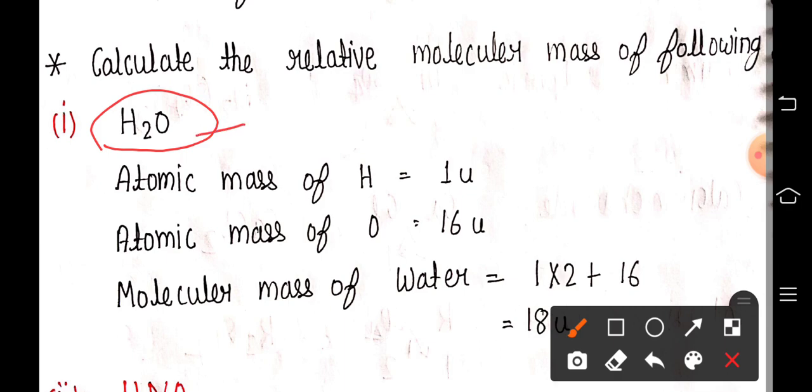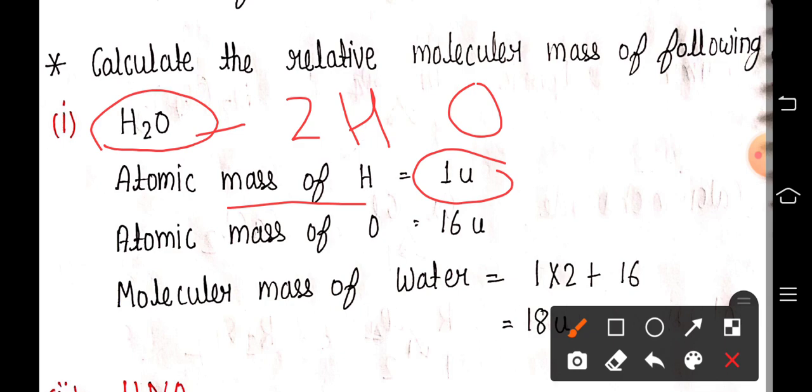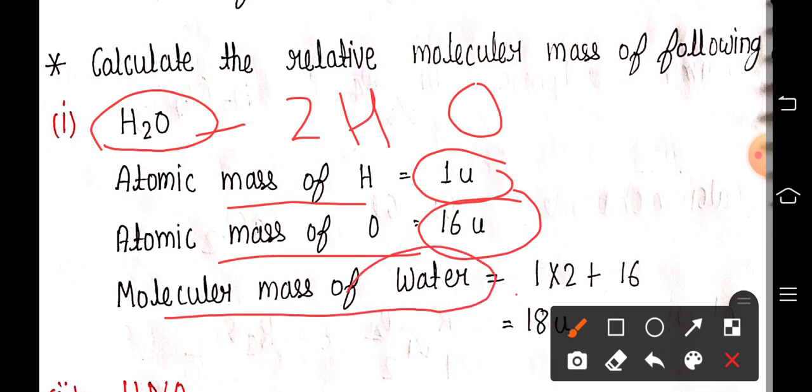This is a water molecule in which 2 atoms of hydrogen and 1 atom of oxygen is present. Atomic mass of hydrogen is equal to 1 unit and atomic mass of oxygen is equal to 16 unit. So we here find molecular mass of water: 1 into 2 plus 16, because 2 atoms of hydrogen is involved and 1 atom of oxygen is involved. 2 plus 16 is equal to 18 unit. 18 unit is the molecular mass of water.